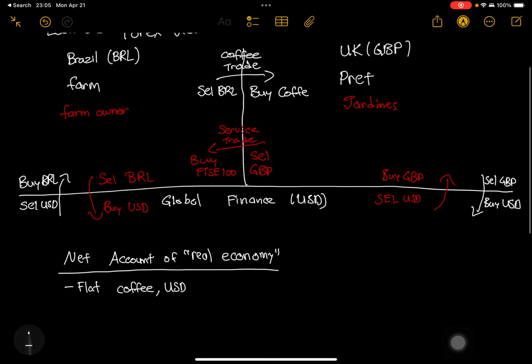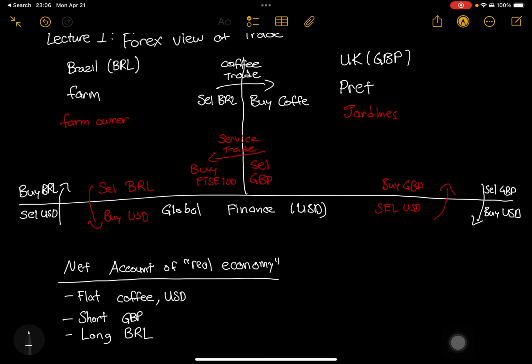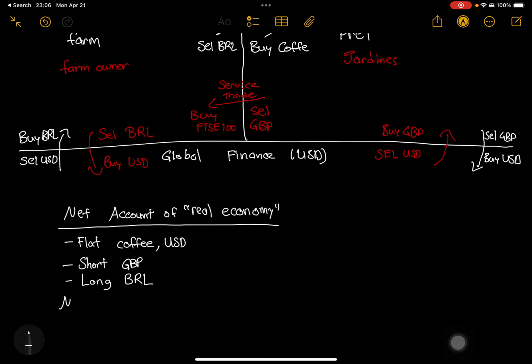What is the net position though is that there's a net short position in pound for the goods transaction, and there's a net long position in Brazilian real. Okay, so that is just, we're taking account of what both the two players in the real economy have before and after the transaction, and that's what you get. Now, what's the net account of the financial sector?